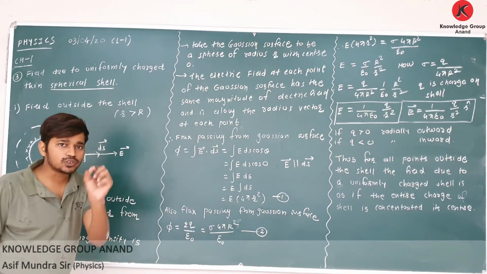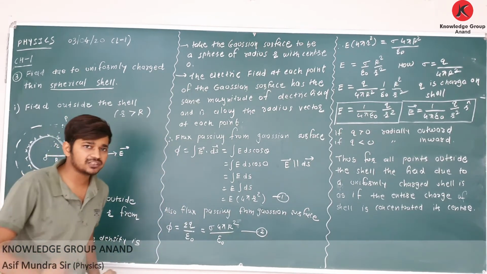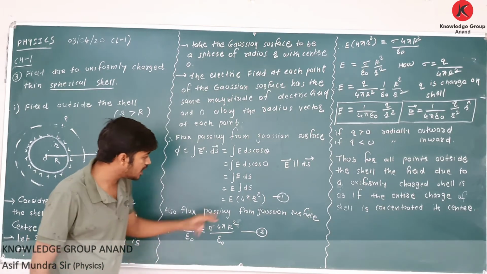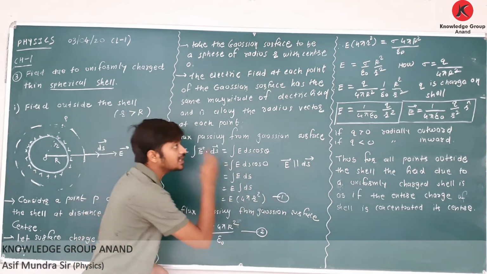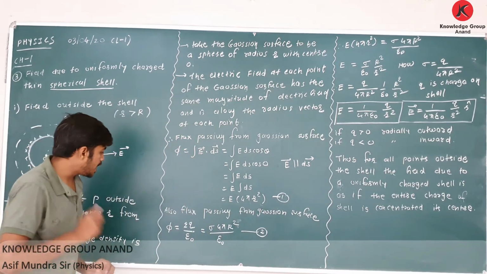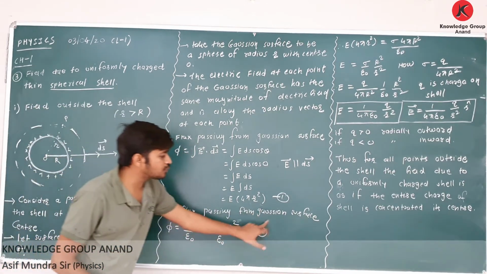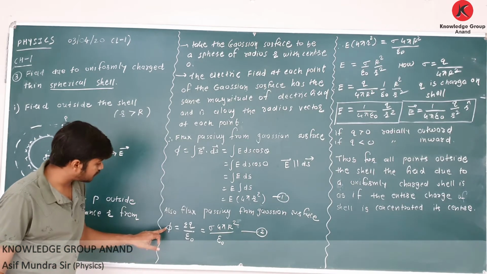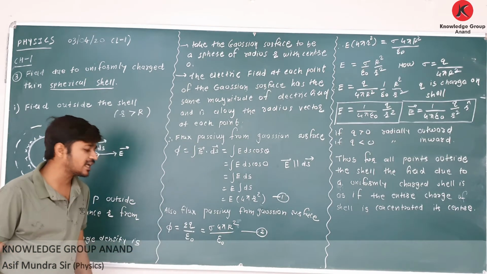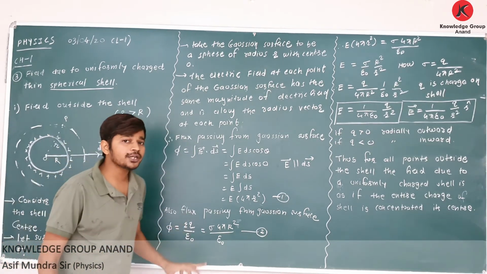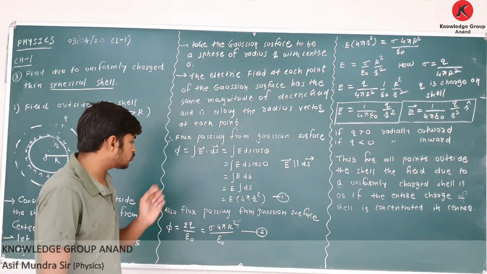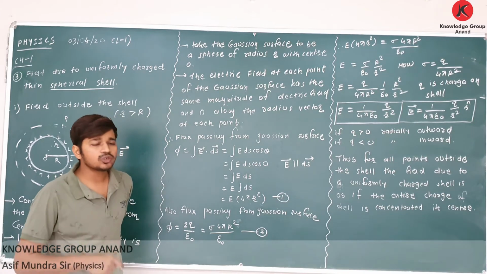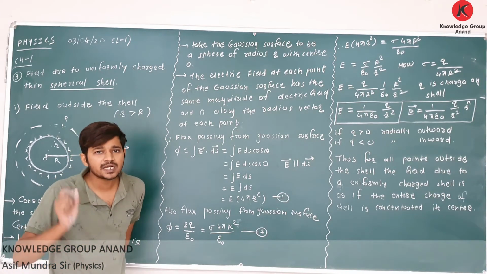The integral of ds is the total surface area of the Gaussian surface. It is a sphere of radius small r, so the integral of ds is 4 pi r square. This is equation number 1. Clear? Now, the flux passing through the Gaussian surface, with the help of Gauss law, phi is equal to sigma q upon epsilon 0. Where sigma q is the total charge enclosed by the Gaussian surface.